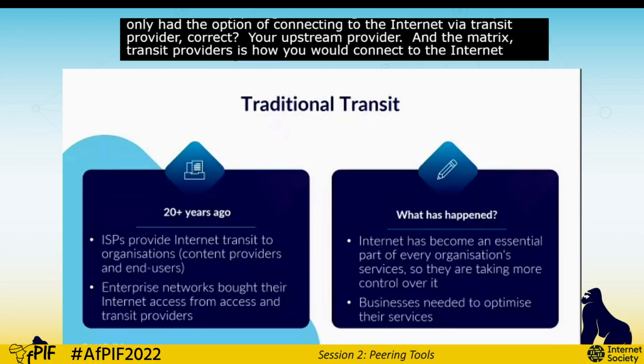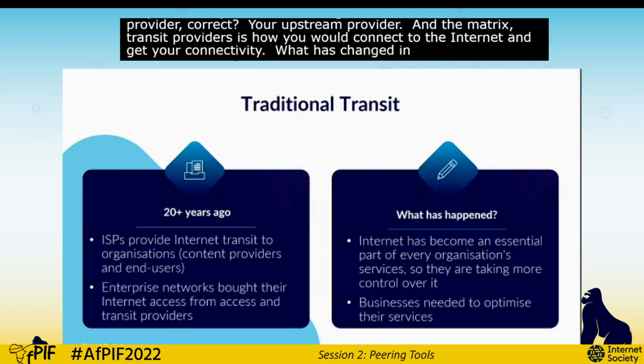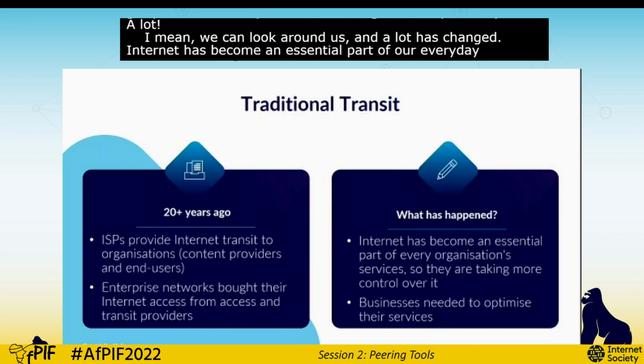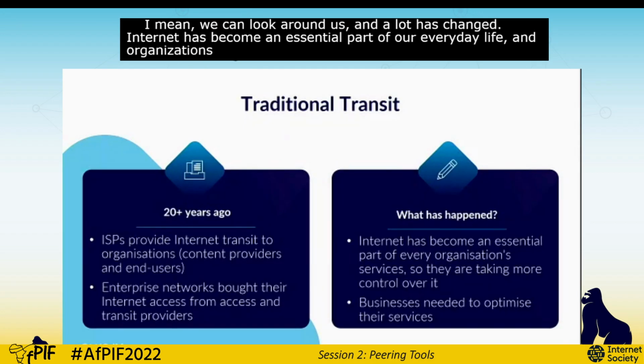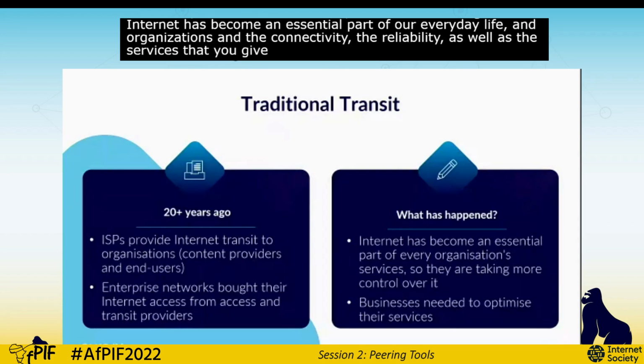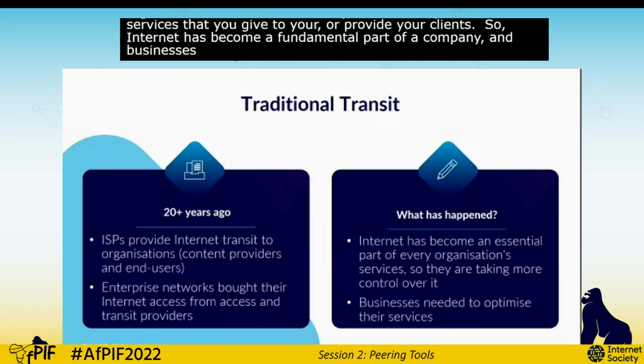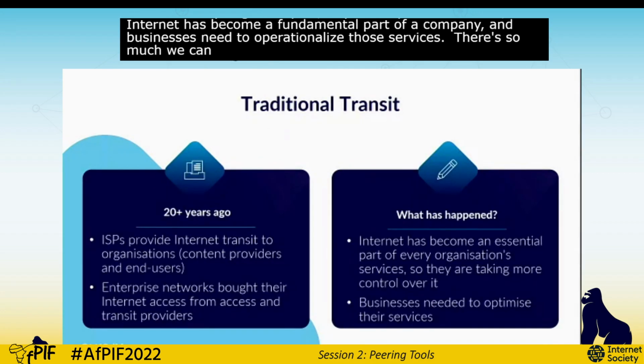What has changed in the past 20 years? A lot. I mean, we can look around us and a lot has changed. Internet has become an essential part of our everyday life, and organizations and the connectivity, the reliability, as well as the services that you provide your clients. So internet has become a fundamental part of a company, and businesses need to optimize those services. There's so much you can do. There's a lot of networks that just do not realize how much potential there is by utilizing the internet.